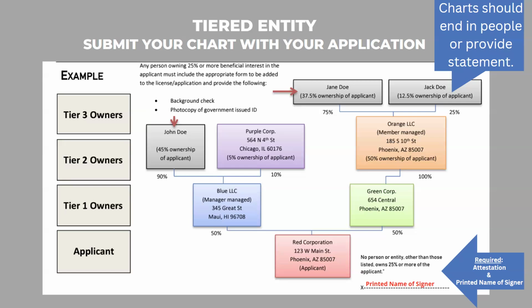This would be any authorized person named on the application. So that's a big one. Whoever signs your tiered entity chart must be named on the license application, again, providing their ID, background check, and contact information. There is no specific template on how a chart should be created. You'll use the instructions page as a guide to create yours because every company's structure is different.